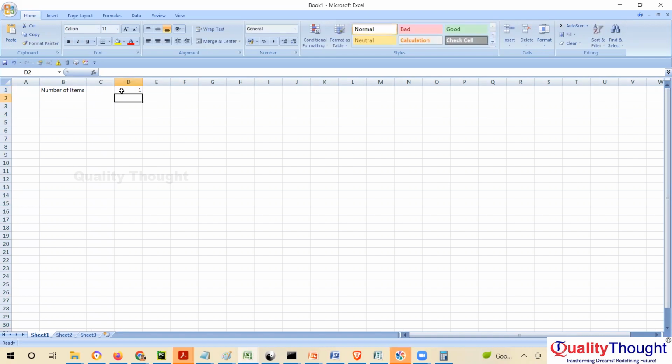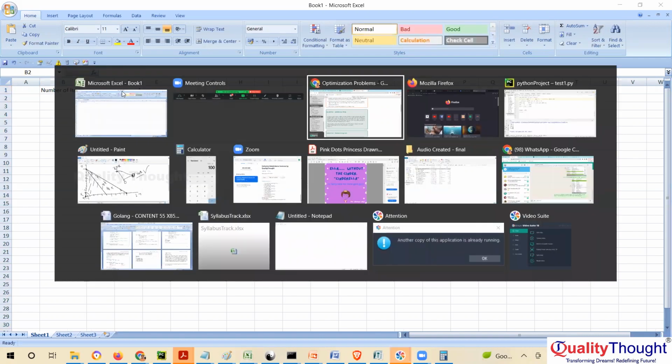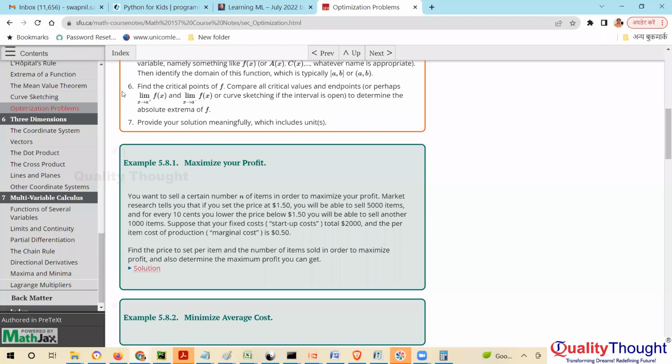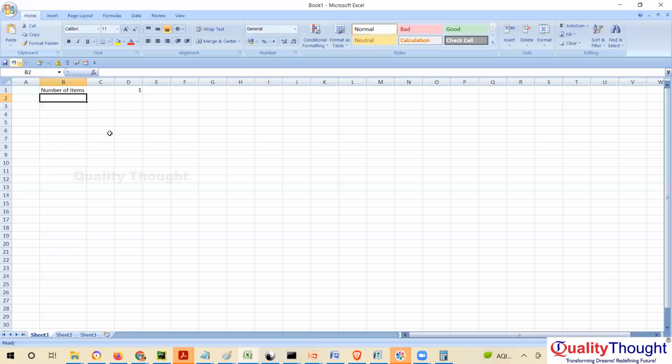So what it says is, okay, the maximum profit that you can get for each price is $150, right? So you want to sell 1 million, 10 million, 100 million, 1 billion, right? You can sell, but there is a constraint. The constraint is that market research tells you that if you set the price at 150, you will be able to sell 5,000 items. For every 10 cents you lower the price below 150, you will be able to sell another 1,000 items.